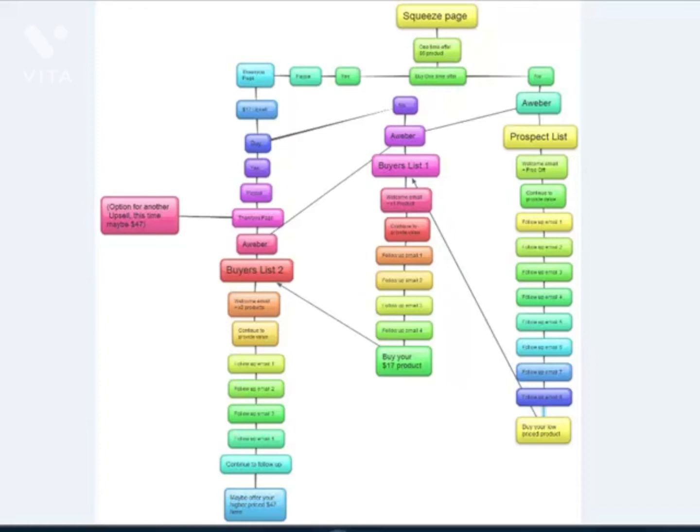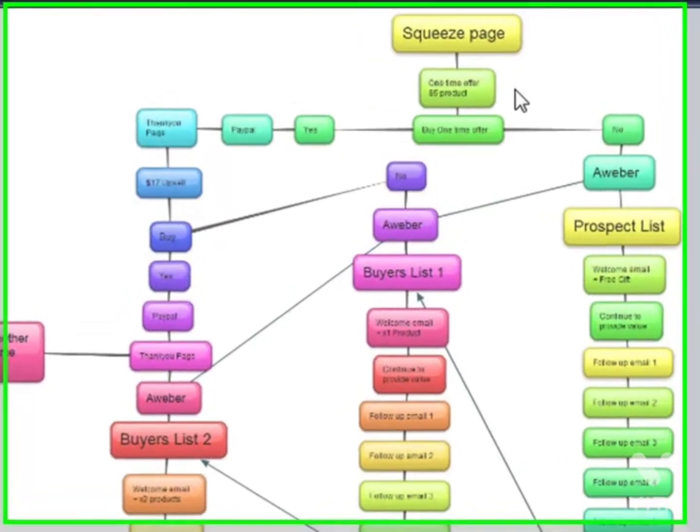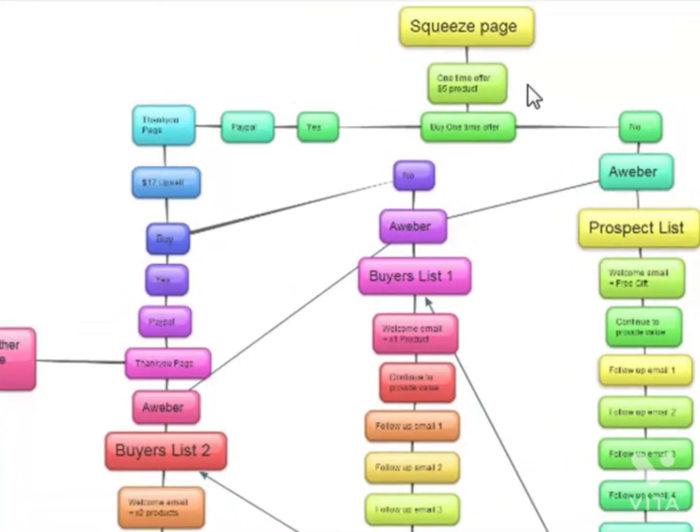So as you can see at the top here, we've got our squeeze page as normal. So people come into your squeeze page and you present them with the one-time offer, which, as I've told you before, you want to make between $5 and $11 for maximum conversions. Obviously anything more than $11, then your conversions are going to start getting really low. And then you give them the opportunity to buy your one-time offer. If they do buy, that's fantastic.